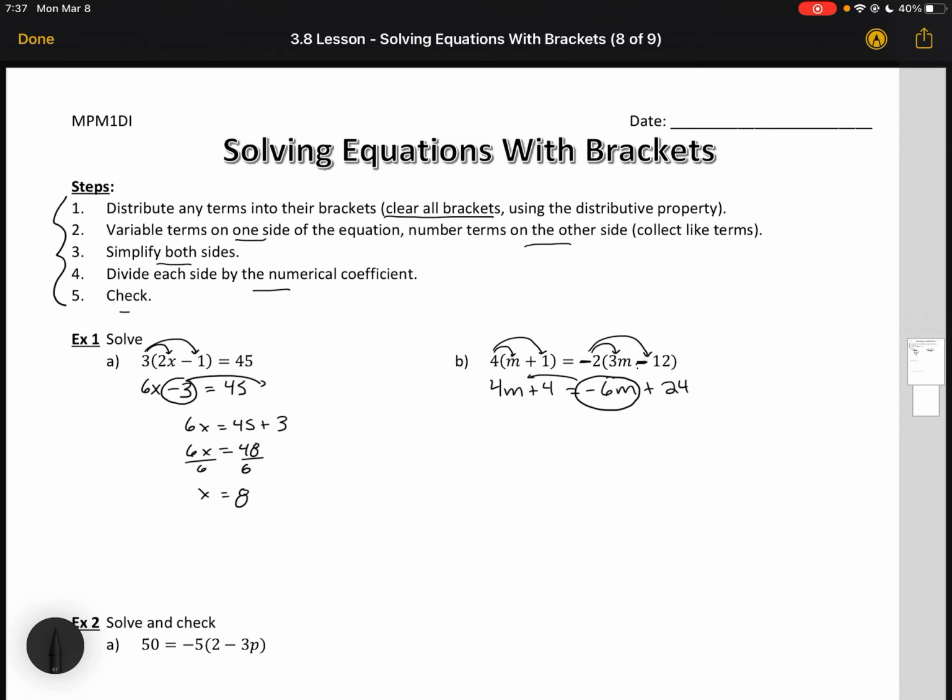Now I'm going to move my variable terms to one side and my number terms to the other side, and I'm going to change the sign. This is going to give me 10m equals 20, and now I can divide by the numerical coefficient, which is 10 on both sides, which gives me m equals 2.